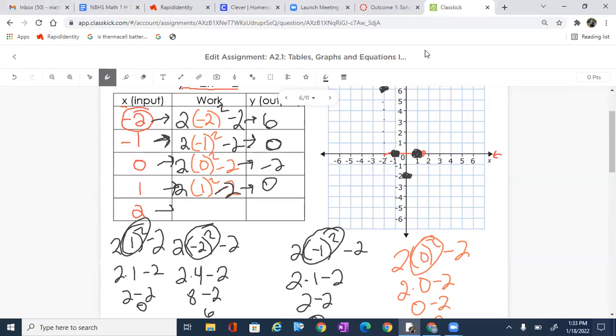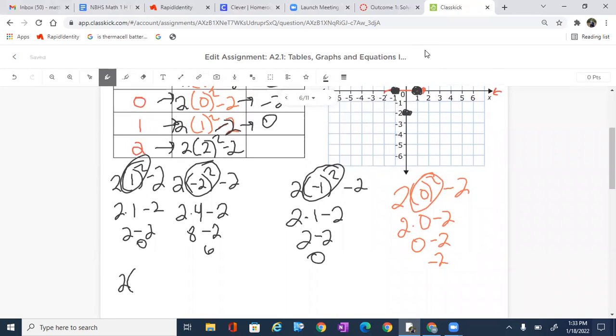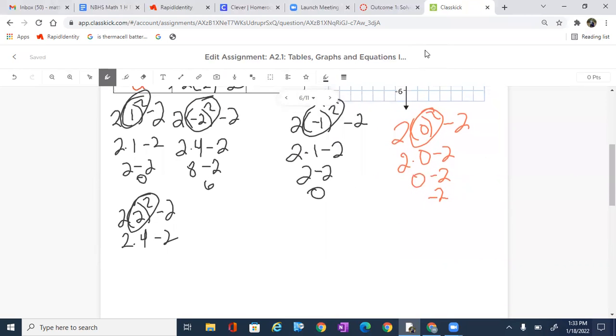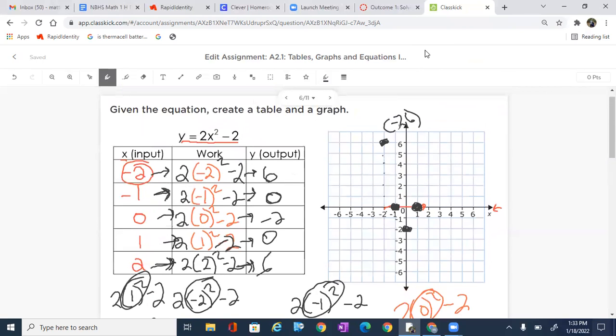Last one, I'm going to put in 2 now. So the x value is 2, and I'm going to put 2 times 2 squared minus 2. Find a spot to do my work. 2 squared is 4, times 2, minus 2. So 2 times 4 is 8, minus 2 is 6. Okay, so I'm going to put a 6. And what that means is we put in 2, we got out 6. So at 2, up to 6.